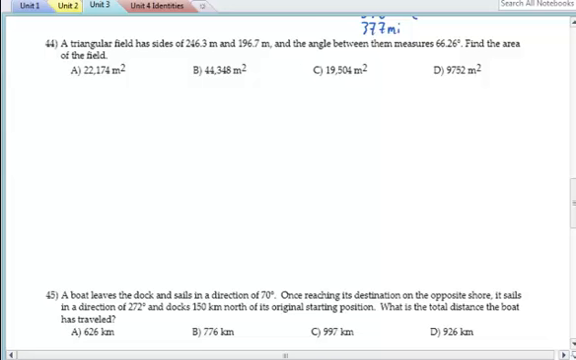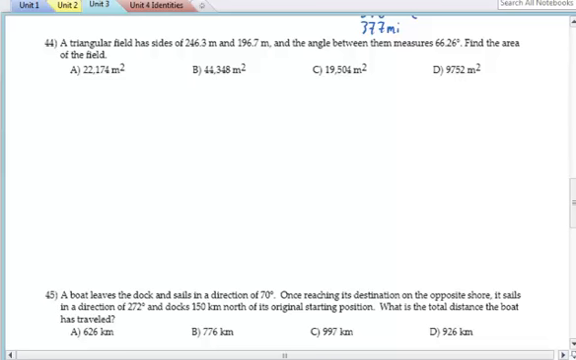Okay, the next problem we have, number 44, is a triangular field has a size of 246 meters and 196.7 meters, and the angle between them is 66.2 degrees. Find the area of the field. Well, this is pretty easy because we have a formula that uses side angle side.